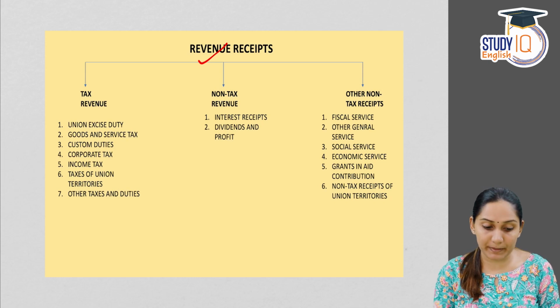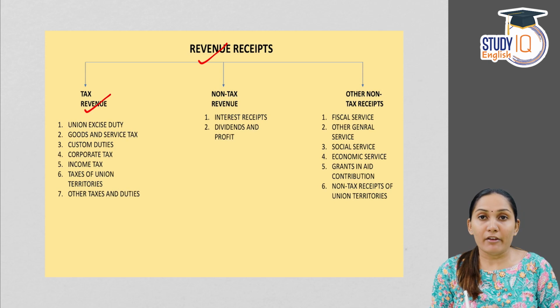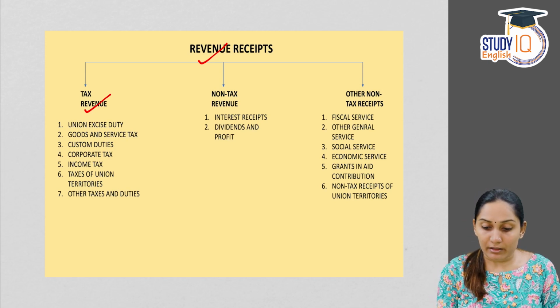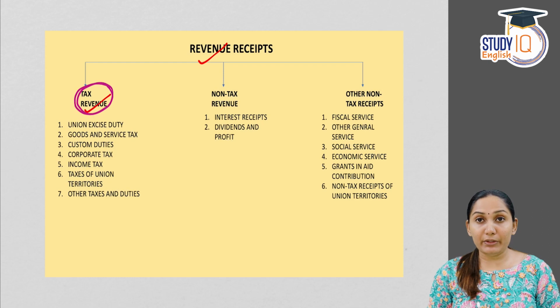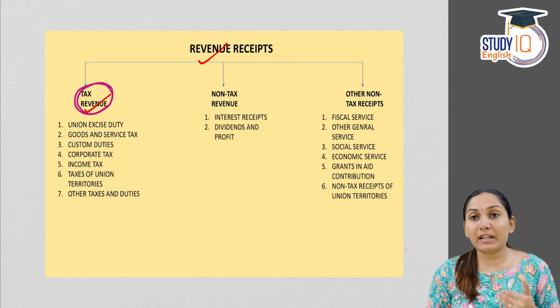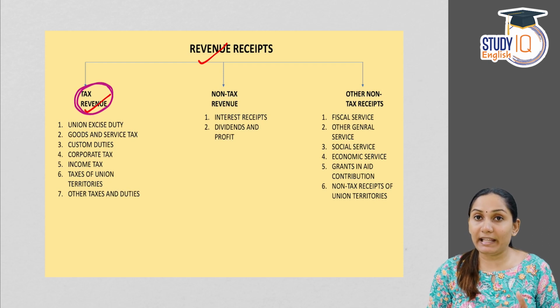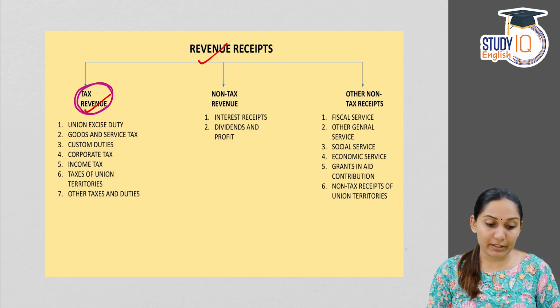First coming to revenue receipts. Now, as we said, revenue receipts can be further divided into tax receipts, non-tax receipts and other non-tax receipts. Now, first coming to tax revenue. Tax revenue is the revenue that the government collects from the levy of various taxes. By imposing various taxes and duties, whatever revenue the government accrues, that is the tax revenue.